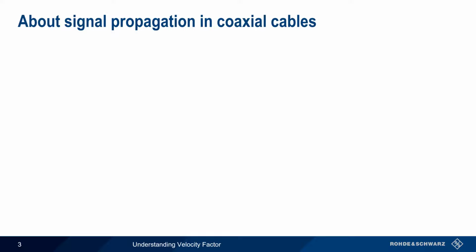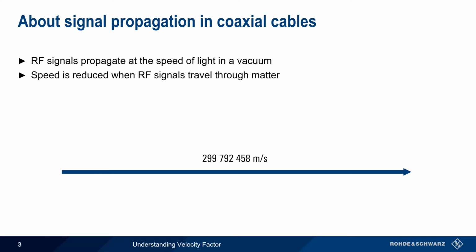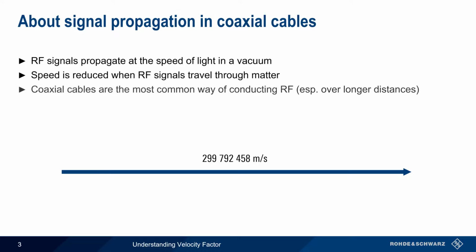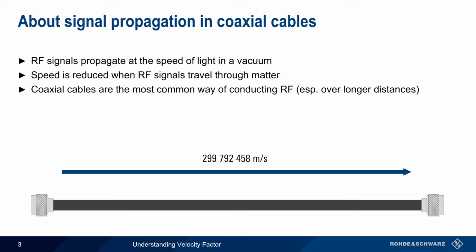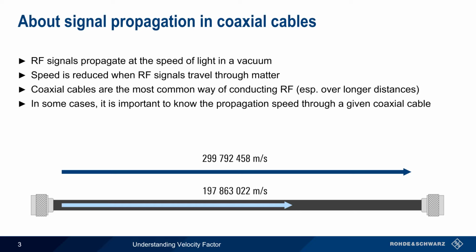As you should already know, electrical signals propagate at the speed of light in a vacuum, but this speed is reduced when signals travel through matter. Coaxial cable, or coax, is the most common way of conducting radio frequency signals, particularly when longer distances are involved. For some applications and measurements, it's important to know the speed of propagation through a given coaxial cable, and the speed is normally quantified as the cable's velocity factor.